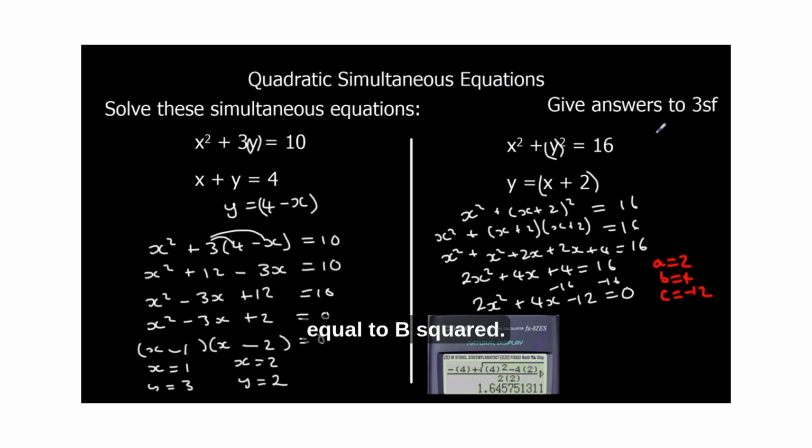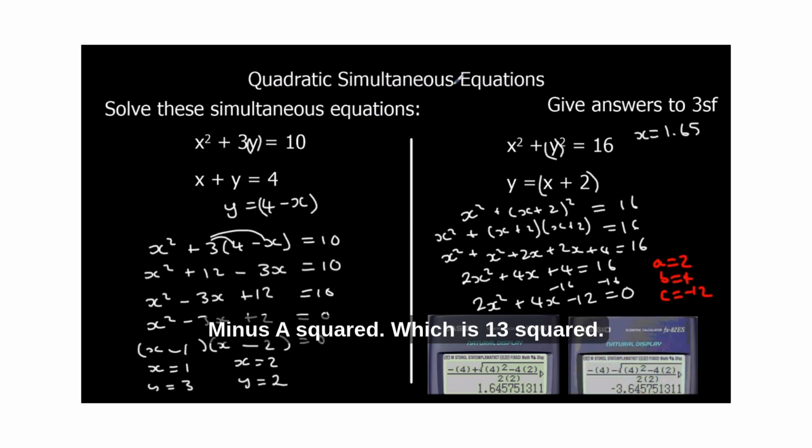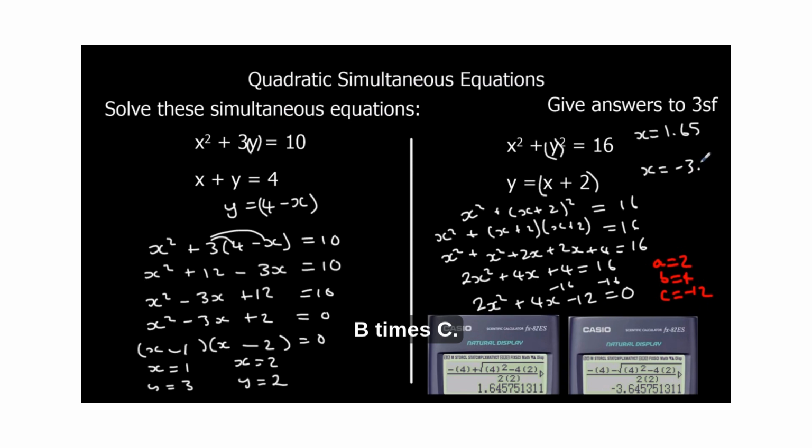So that gives me x equals 1.65. And then I'm going to change it to a minus, to get the second answer. So x also equals minus 3.65. Okay, so we've got y is x plus 2. So to get the y values, we have to plus 2 on. So 2 plus this is 3.65. And adding 2 onto this is minus 1.65. So they are our answers.